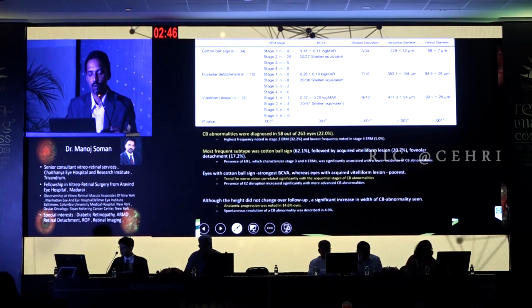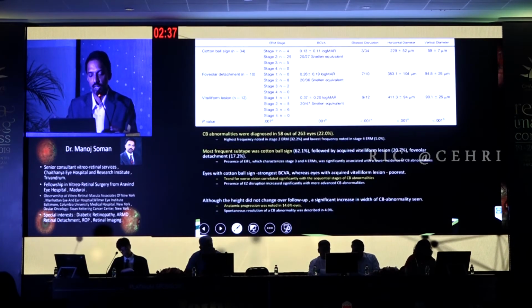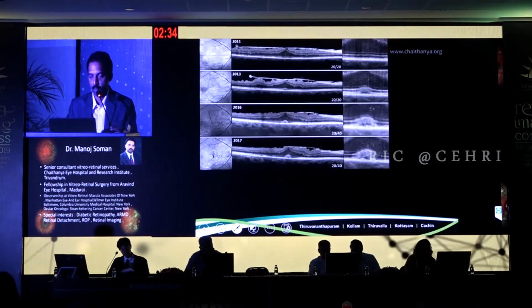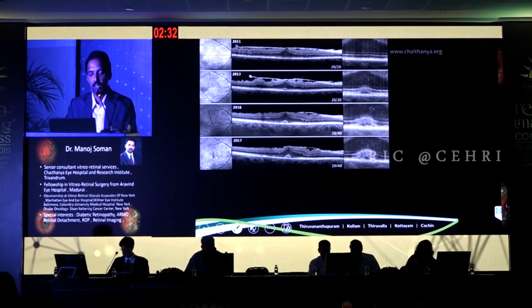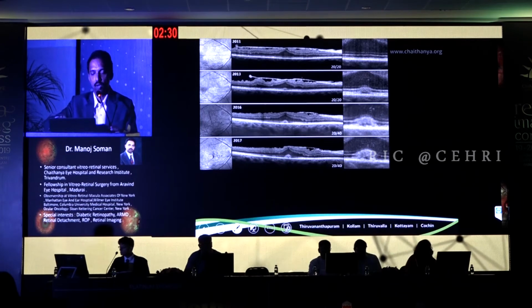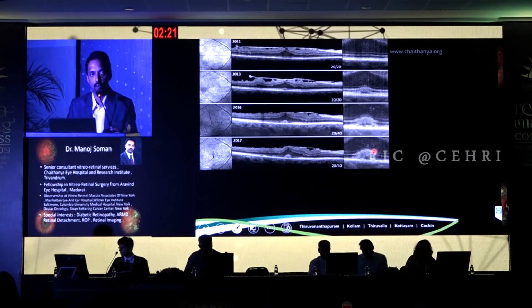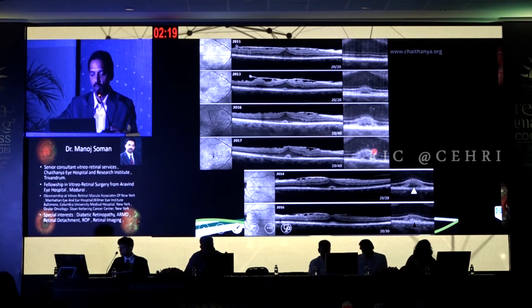During follow-up, they also found that the height did not change, but there was a significant increase in the width of these lesions. In fact, they showed anatomic progression of the lesions from one stage to the other in around 15% of eyes. And these are some examples from their series. This is a patient where over 7 years they demonstrated the appearance of the cotton ball sign with a minimal foveal detachment, which progressed to later develop vitelliform deposits. Yet another example here: foveal detachment progressing to vitelliform deposits over 2 years.